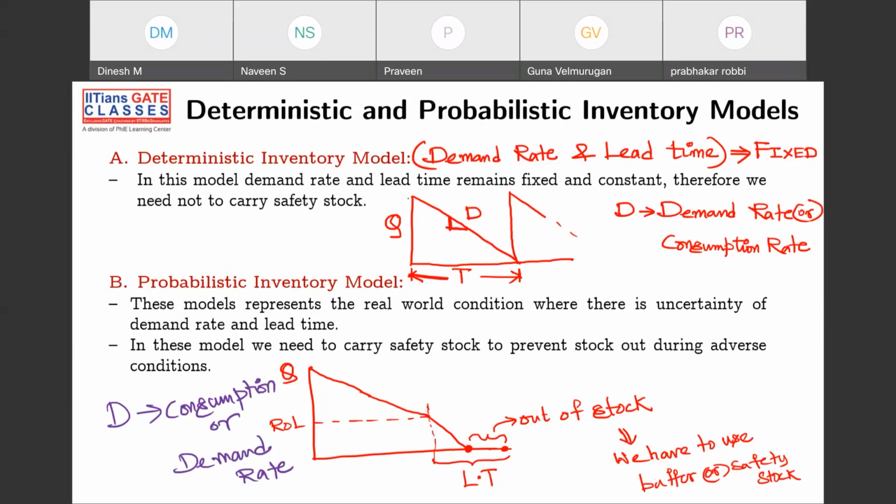So you know the demand rate. It means that you know that for the next 2 months, 100 customers are coming. 100 only I have to bring. 100 only is going to be sold out. Not one more, not one less.